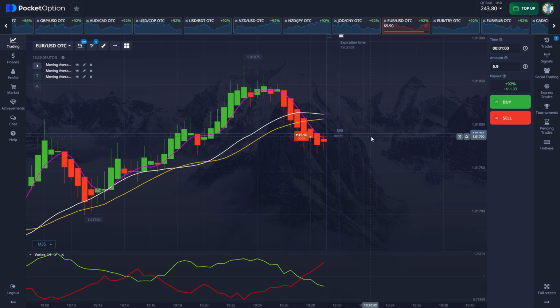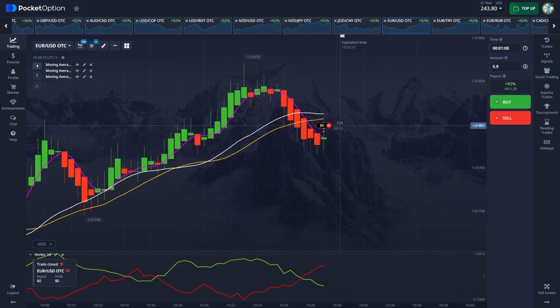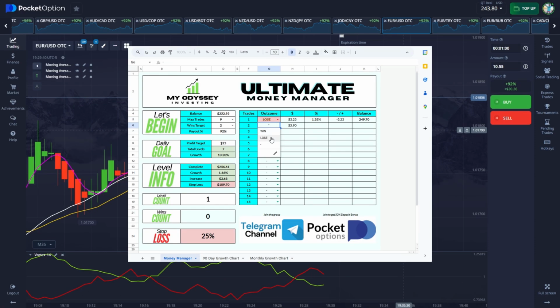Okay, so this one came back up again. See if this pushes back down. No, just gonna hold up. All right, so another loss, and that's okay. So we're gonna enter 10.55 now into Pocket Option.